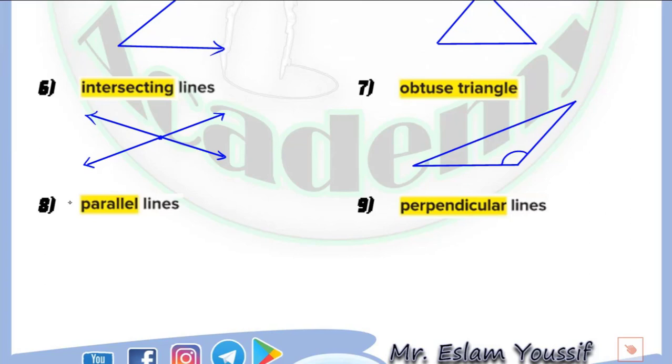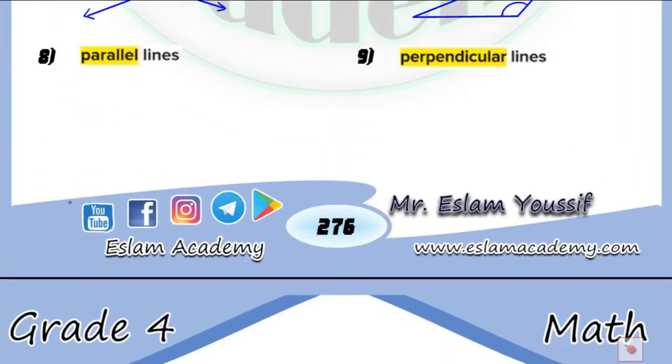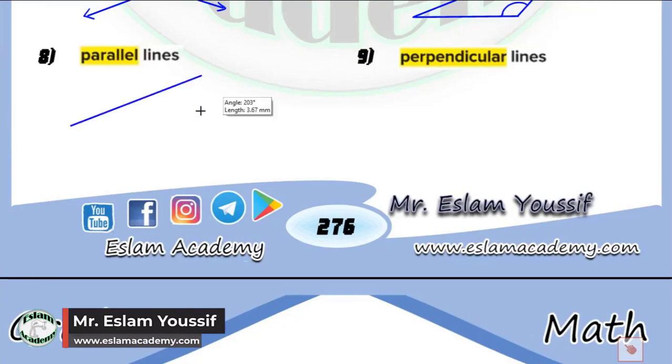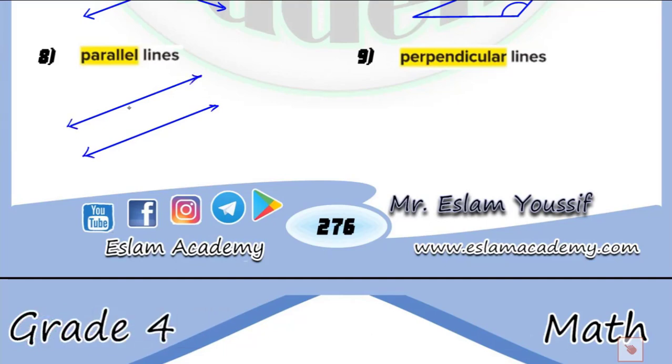In number 8, we need to draw parallel lines. The meaning of parallel lines is that we have two lines that will never intersect, and the distance between them will be the same. So that will be the first line and that's the second line. The distance between the two lines is the same, and they will never intersect. It means we have parallel lines.